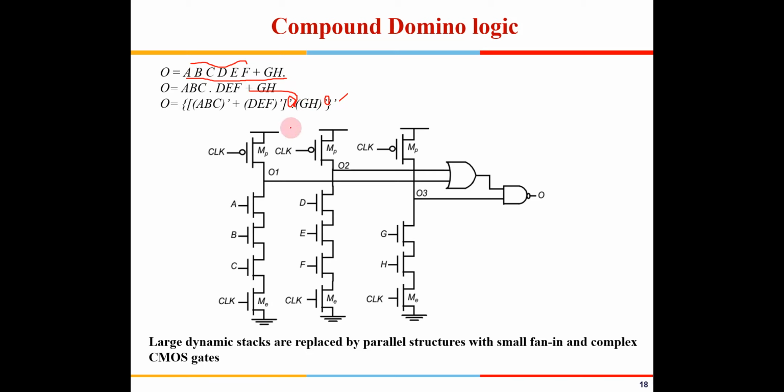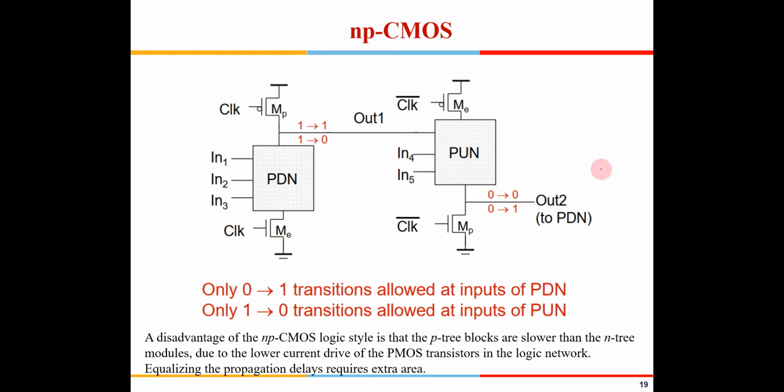So this particular expression can now be implemented like this, right? You have ABC, this will generate ABC bar, this will generate DEF bar, and then you are giving it to an OR gate, and then you have GH bar here, and then you are giving it to a NAND gate. So this is how a compound, if you have a very big function, you can use these kinds of circuits so that big stacks are replaced by small parallel structures. So this is known as compound domino logic, right?